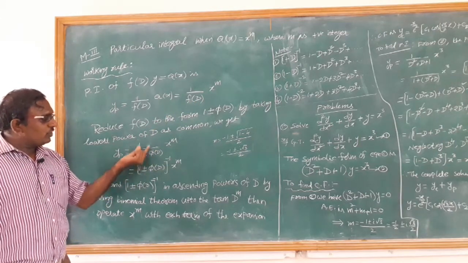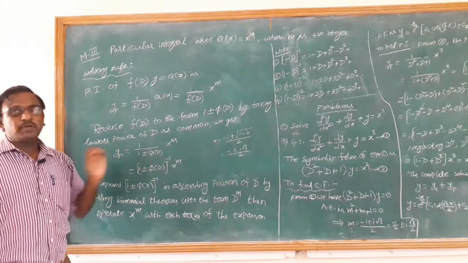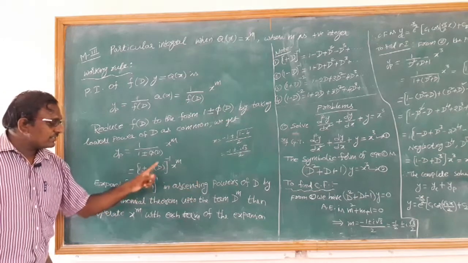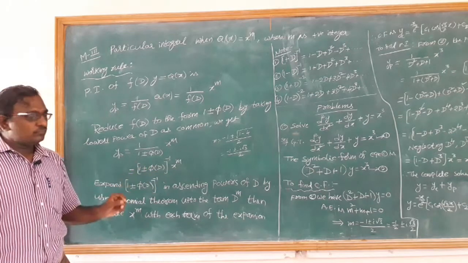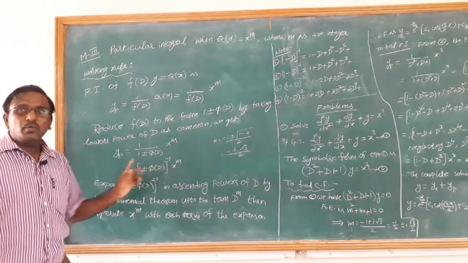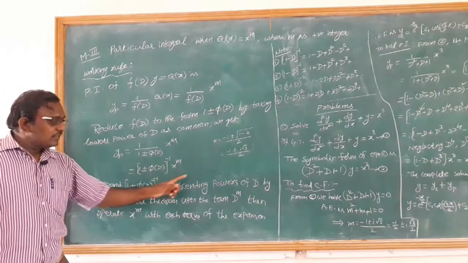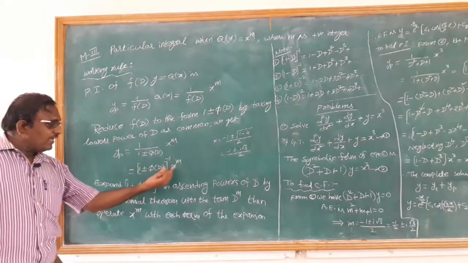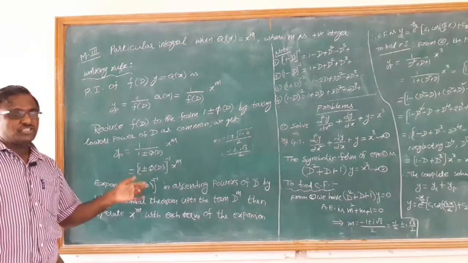Now take the denominator term to the numerator side. What happens? 1 plus or minus phi of D whole power minus 1 into x power m. Now expand 1 plus or minus phi of D in ascending powers of D by using the binomial theorem up to the term D power m. Why am I saying up to the term D power m? Here, what is the power of x? m. Suppose the power of x is 2, we can expand up to the term D square. If the power of x is 3, we can expand up to the power of D cubed. So that depends on the m value. Then operate x power m with each term of this expansion.